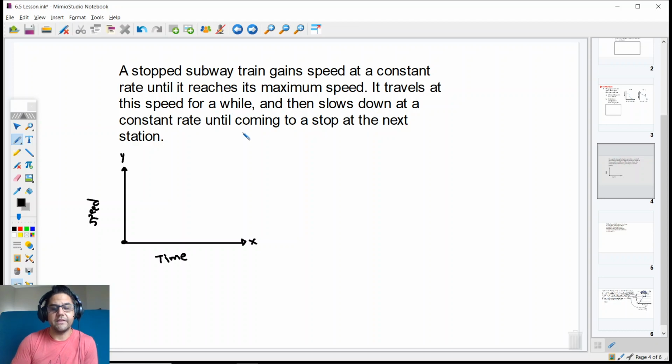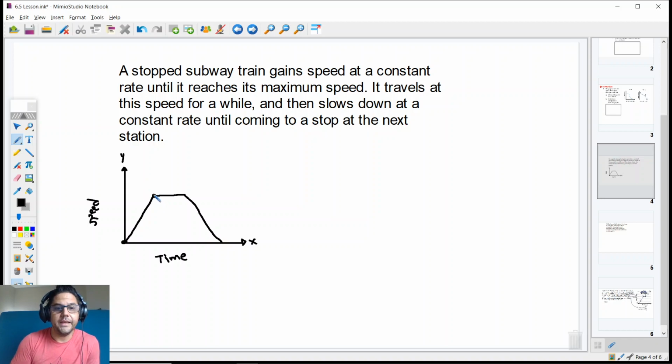And then slows down at a constant rate until coming to a stop. So it might look something like this, where it's increasing at a constant rate. So again, it's like a line. And then it says that it reaches its maximum speed. So it means the speed's not going to change at all, and then slows down at a constant rate until it comes to a stop.